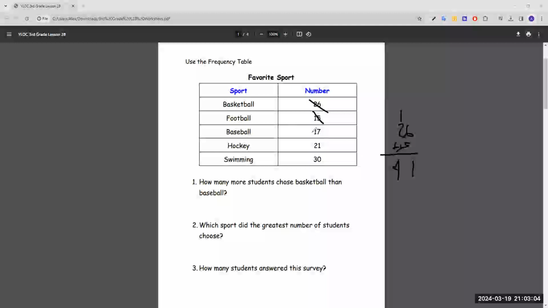Now let's add 41 to 17. 41 plus 17 is 58. Cross that off. Now adding hockey, 58 plus 21. 8 plus 1 is 9, and 5 plus 2 is 7. And swimming, 79 plus 30. That is 109 students who answered the survey.